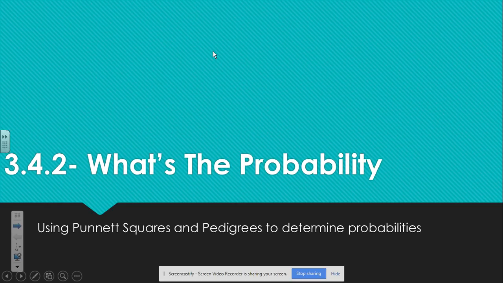This lesson is an overview of the concepts from PBS 3.4.2, What's the Probability? And in this video, I'm going to show you how to use Punnett squares and pedigrees to determine how traits have been inherited or how they might be passed down to children.